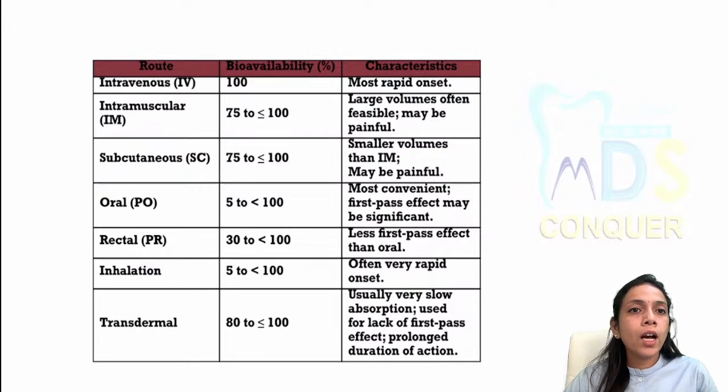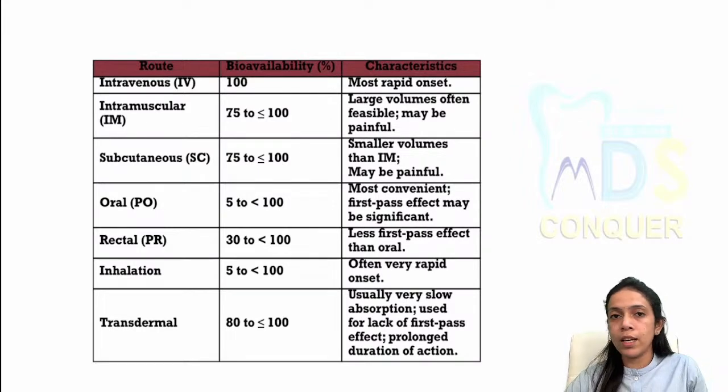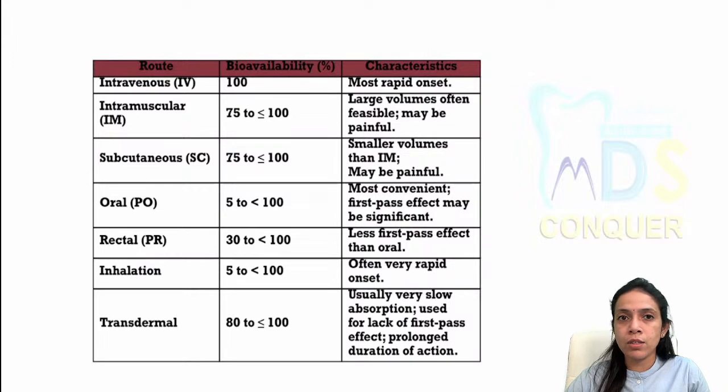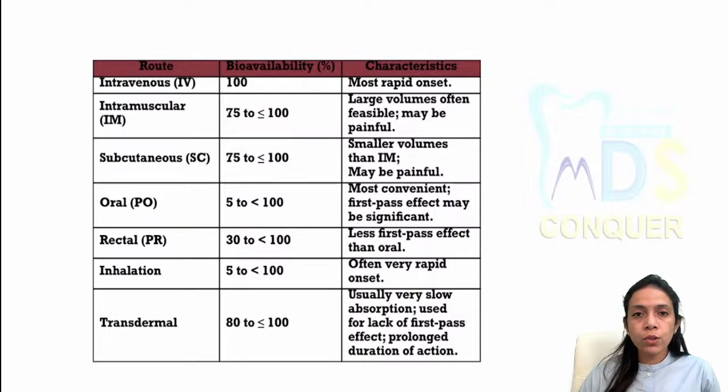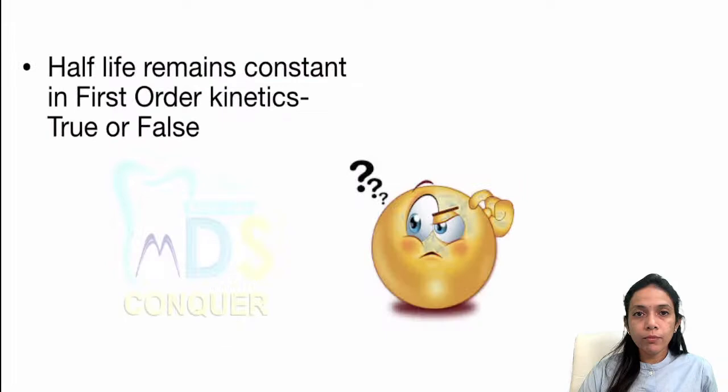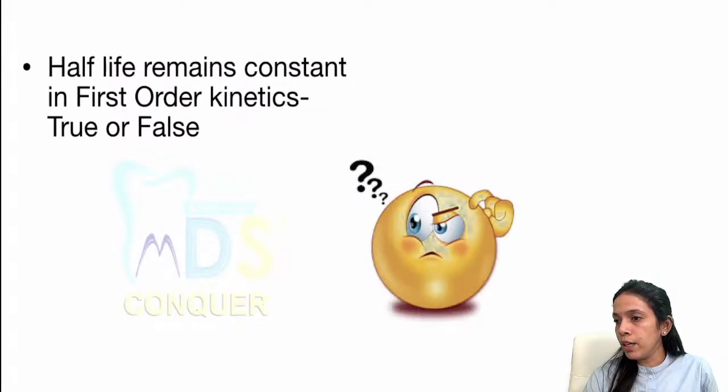So now, as I already asked, the IV is 100%, and yes, many of the students have given the IM also right as 75% or 80%. So max you can go for 75, but less than 100. Subcutaneous is again 75 to 100. Oral is 5 to 100. Rectal is 30 to 100 or less than 100. Inhalation is 5 to 100, and transdermal is 80 to 100. I hope it's clear. This is a direct table taken from your PP books, so during revision, give importance to this as well. Okay, we are going for the next question. I hope it's clear, everyone.